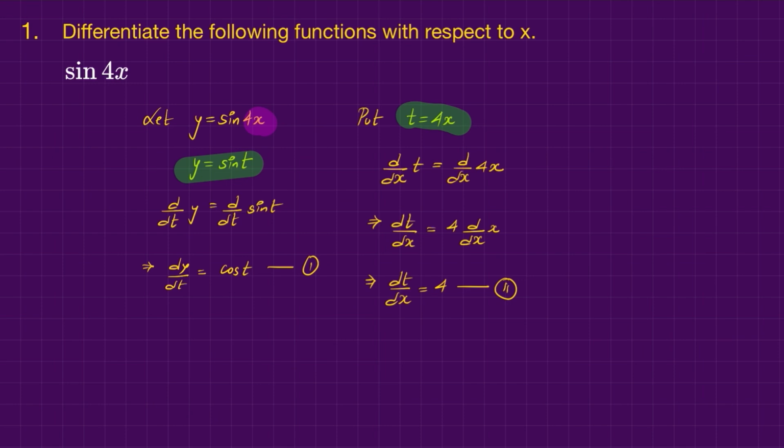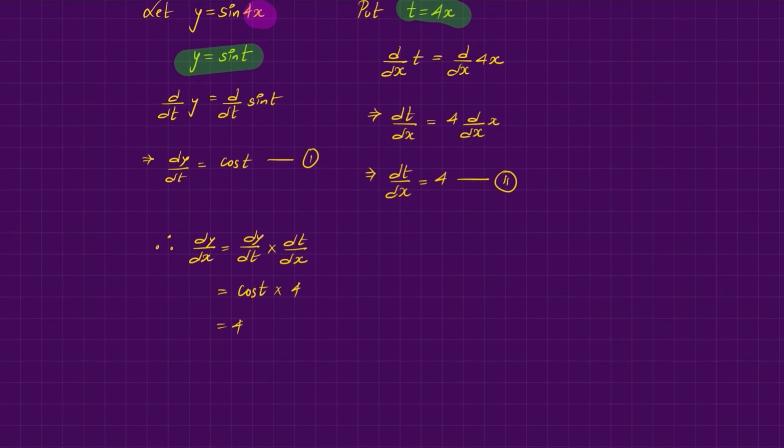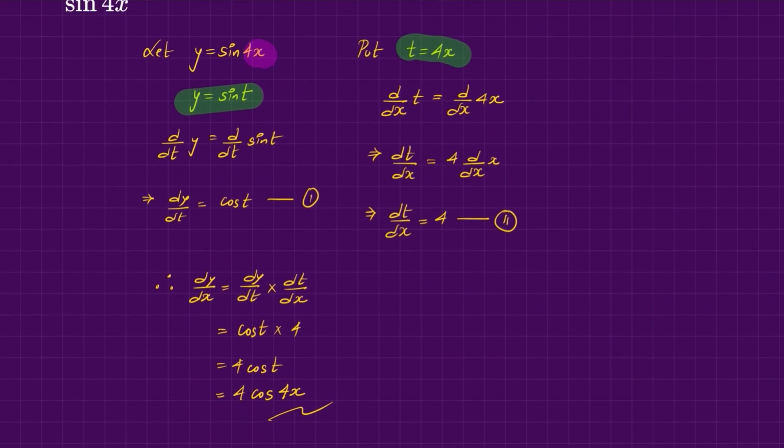Now since we have to find dy/dx, using the chain rule, dy/dx can be written as dy/dt times dt/dx. From equations 1 and 2, dy/dt is cos t and dt/dx is 4. So my answer is 4 cos t. Now we will replace back the value of t. My t is 4x, so I will write 4 cos 4x. Hence the answer for this question is 4 cos 4x.